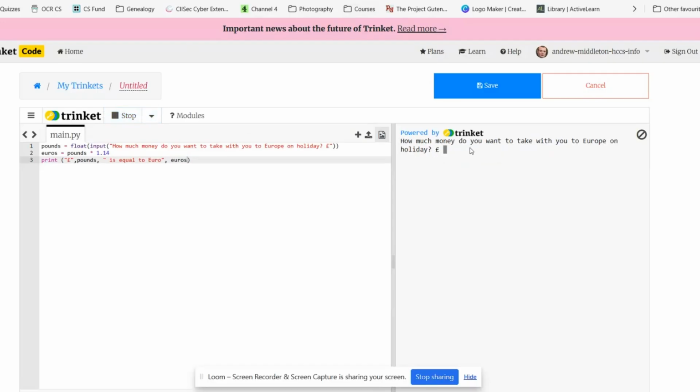And it says, how much do I want to take on holiday with me? And I put £30.50. And it says that's equal to 34.77 euros as of today.